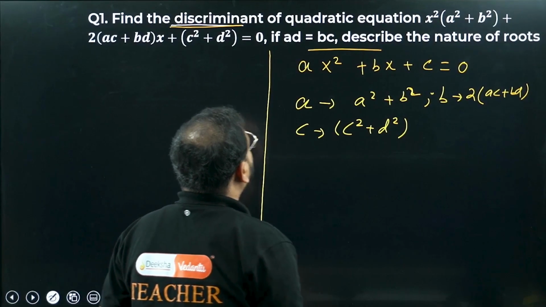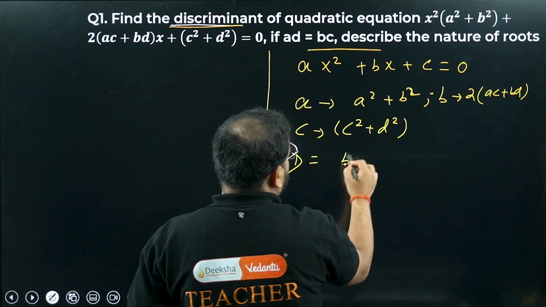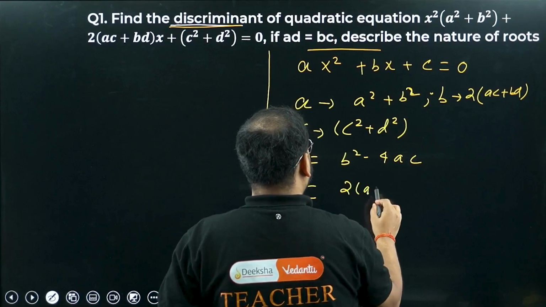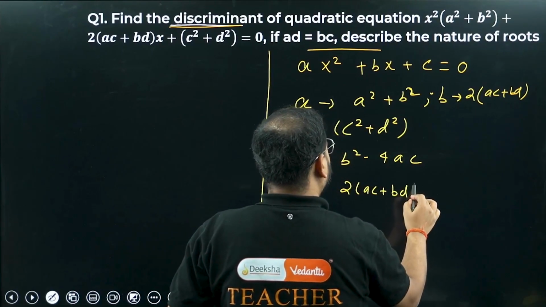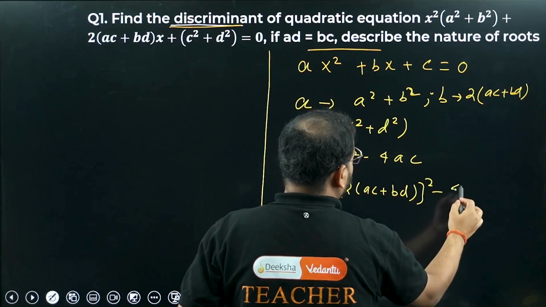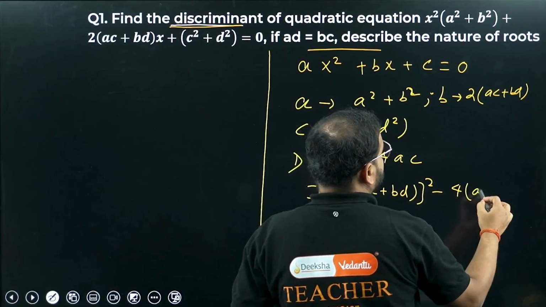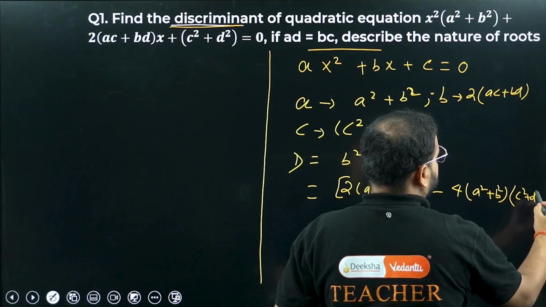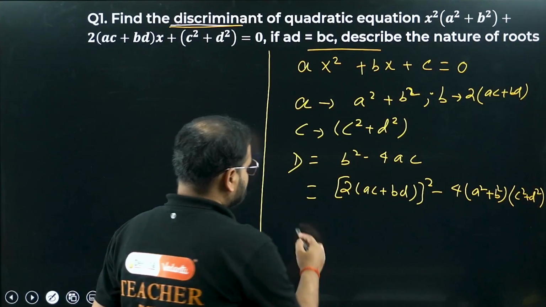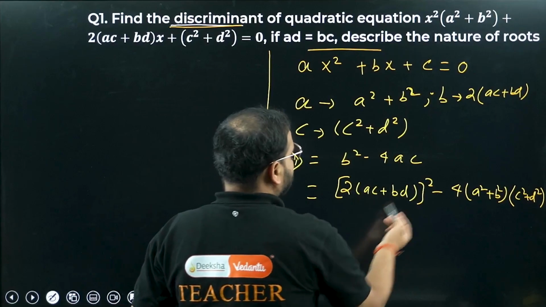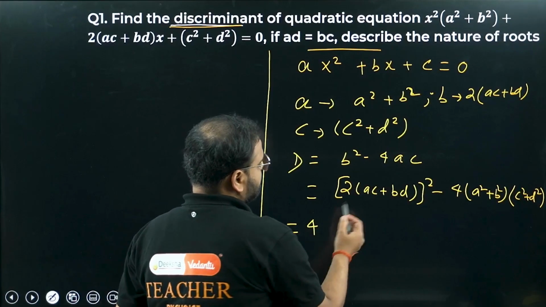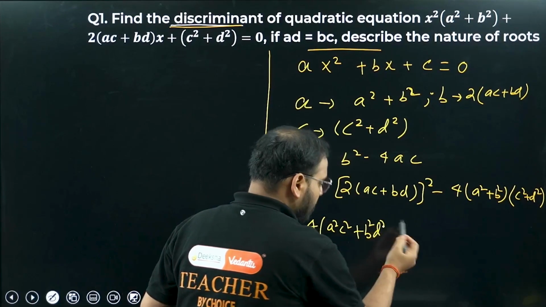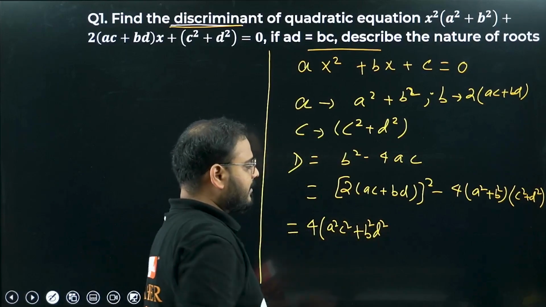Moving on to finding the discriminant. The formula for that remains the same, b square minus 4ac. Substitute the values: b is 2 times (ac plus bd), the whole squared, minus 4 times a into c. What's a? a square plus b square. What's c? c square plus d square. I hope this is visible to you. Shall I write it from here now? Squared on this side, what are you going to get? 4 here. What is this going to be? a squared c squared plus b squared d squared. So this whole thing I can write now as x plus y the whole square.